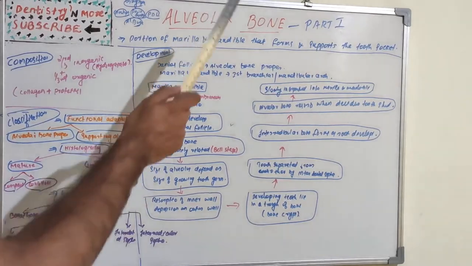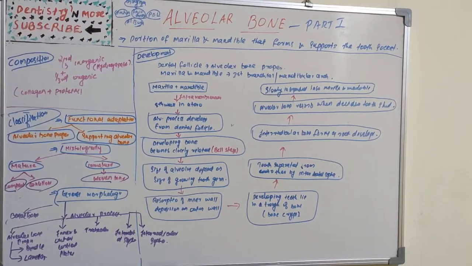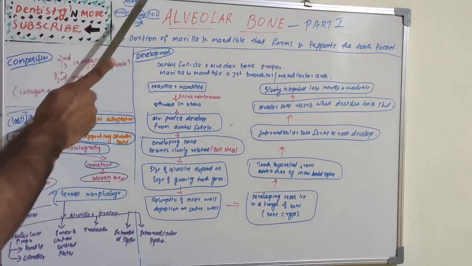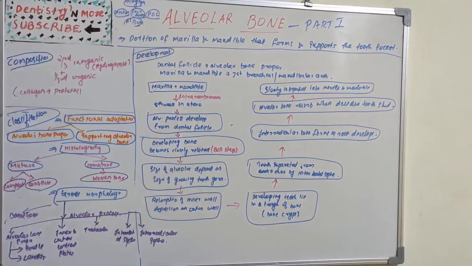Today's topic is alveolar bone. Alveolar bone is one of the components of periodontium. Periodontium consists of two soft tissues and two hard tissues. Gingiva and periodontal ligament are the soft tissues, whereas the cementum and alveolar bone are the hard tissues. We finished gingiva, periodontal ligament, and cementum. Now we are moving on to alveolar bone.